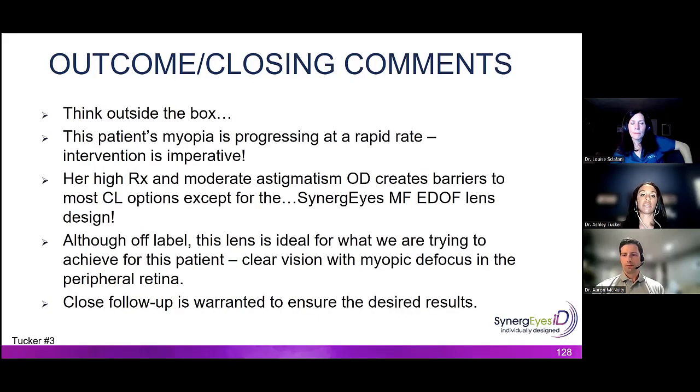So just some closing comments on this. This one really pushed me outside of what I'm used to doing. I had to think outside the box. We needed a lens that corrected her myopia, corrected her astigmatism, and corrected both of those things well, and also slowed myopia progression. So this lens, the EDOF, offers all of that. This is the lens that is the answer to those patients who may not be able to wear lenses otherwise. Now, although this is off-label, it checks all the boxes for what we're looking for in myopia management. And I just want to recommend that you follow these patients as closely as you deem warranted, just to ensure that you're getting the results that you want.